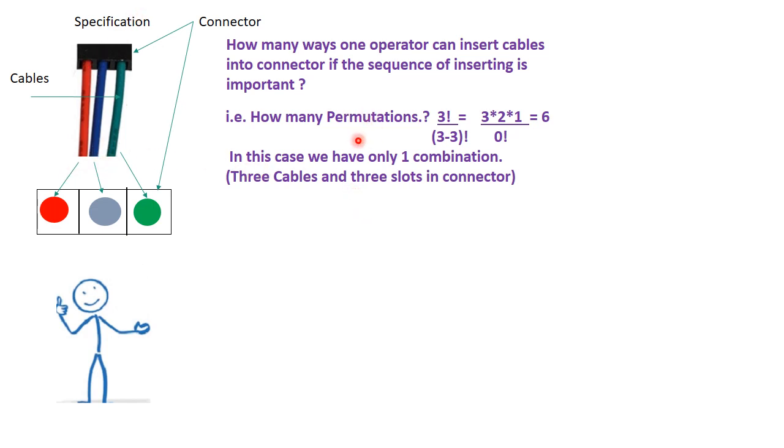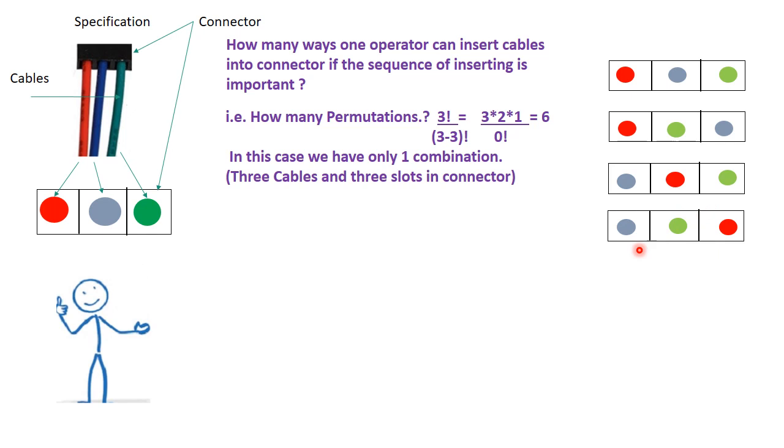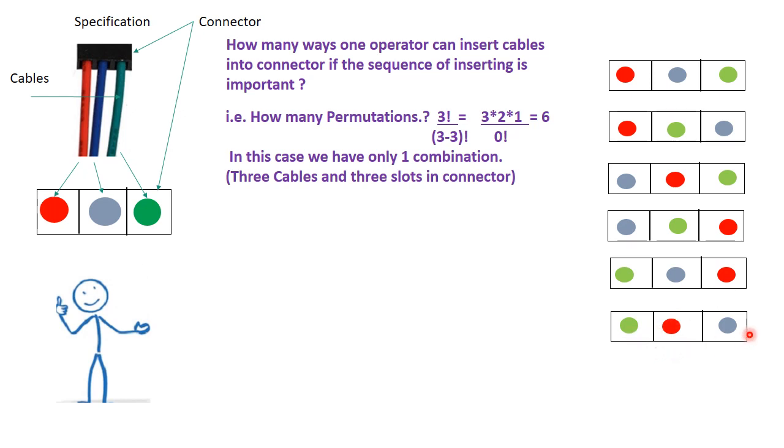So how many permutations do we have to see? It is 3 factorial divided by (3 minus 3) factorial. It is 6. In this case we have only one correct combination, with 3 cables and 3 slots in the connector. Now let us see how many ways one operator can put them. The first one is similar to our specification: red, blue and green. Next is red, green and blue; blue, red and green; blue, green and red; green, blue and red; and green, red and blue.